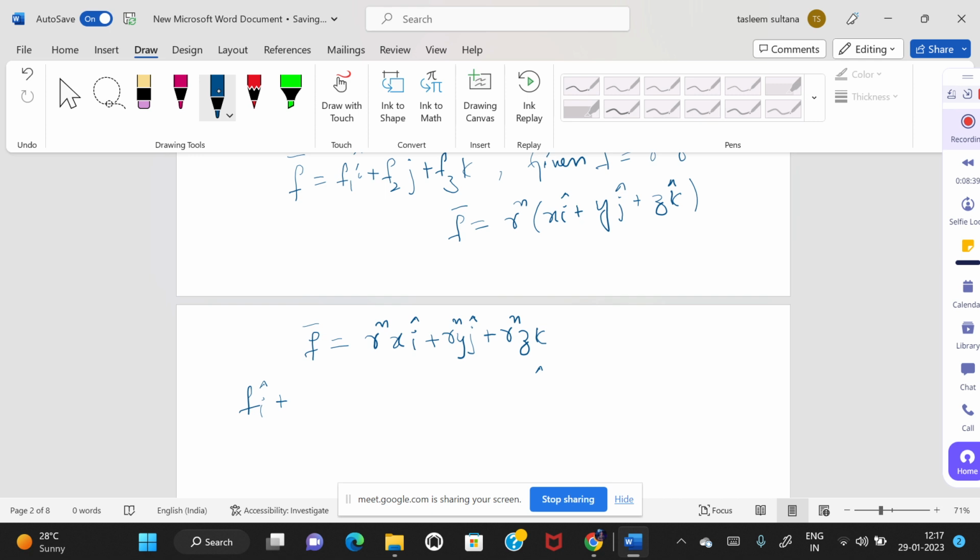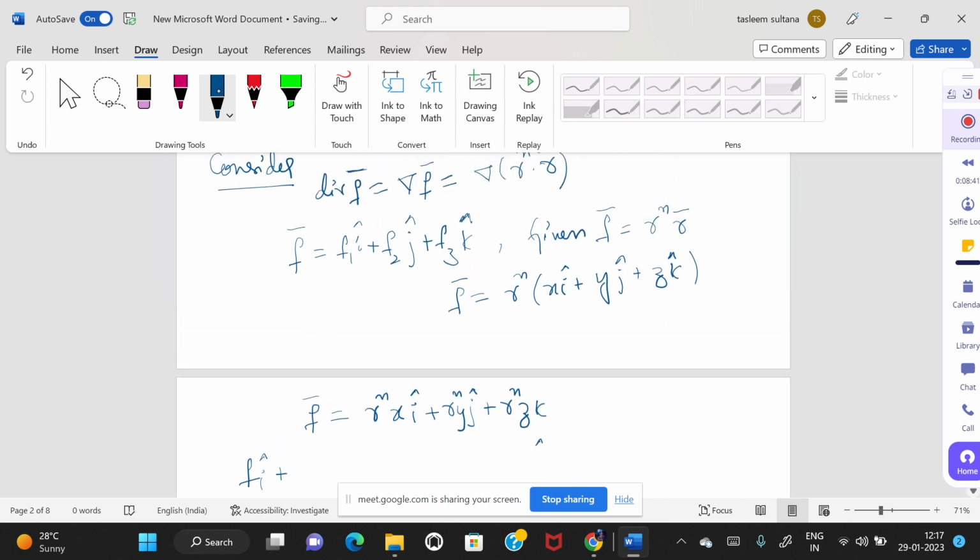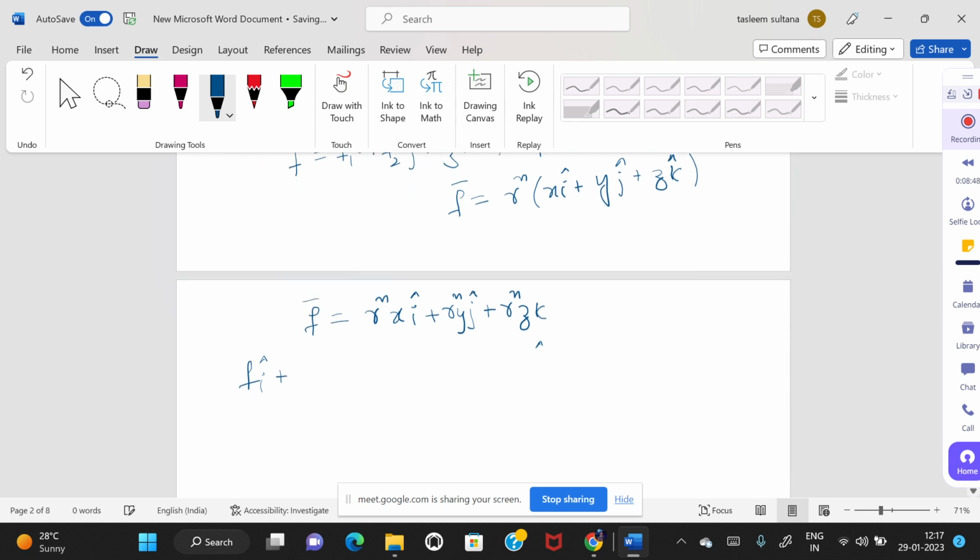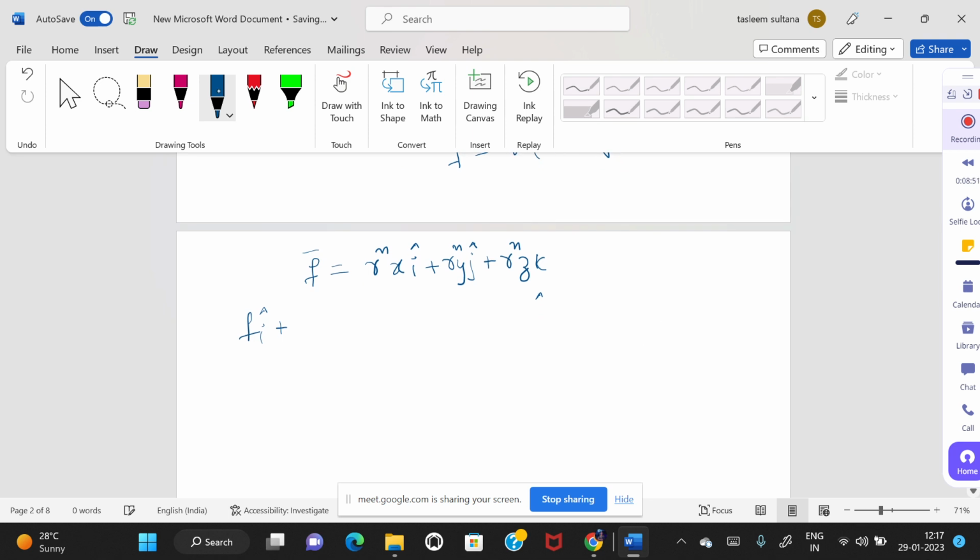So f vector is f1 plus f2 plus f3. That is a vector. There we are having a function, it's not a vector. Here its vector will be given: f1 i vector plus f2 j vector plus f3 k vector equals, on the other side, r to the power of n into x i vector plus r to the power of n y into j vector plus r to the power of n z into k vector.